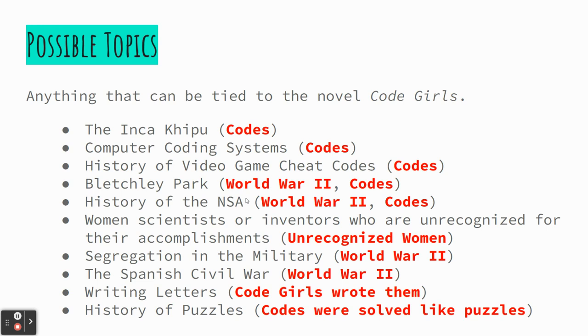As you're writing your topic, as you're writing your proposal, make the link. Remember, the paper is not about the link. The paper is about these things, or could be about these things. Bletchley Park was the British version of what Code Girls did. As I said earlier in this presentation, the NSA sprang out of operations like the ones that broke the codes. None of the women were recognized for decades, and some of them died unknown. Who are women scientists or inventors unrecognized for their accomplishments?